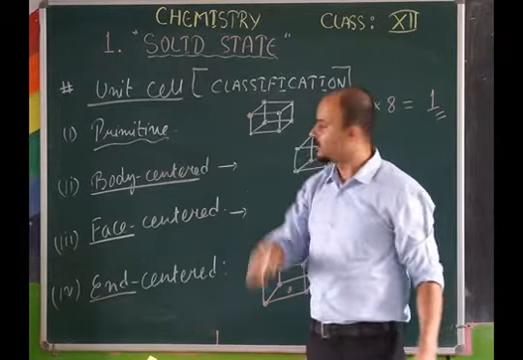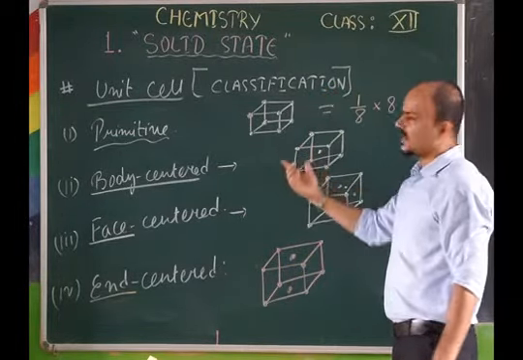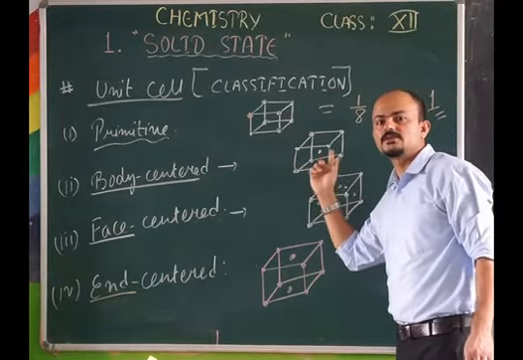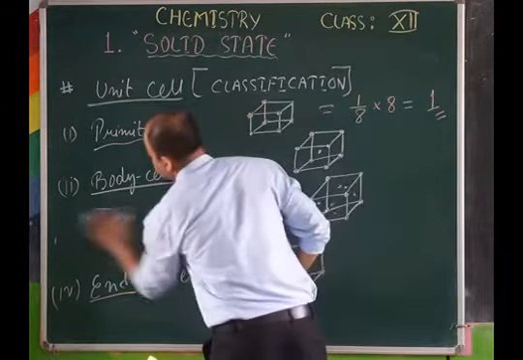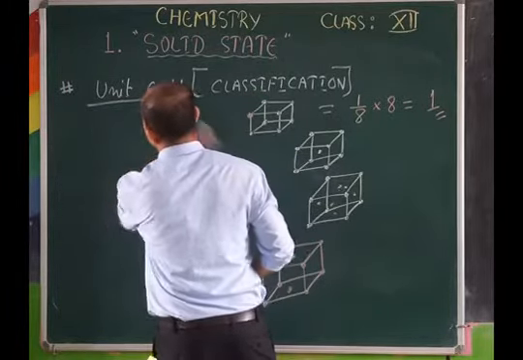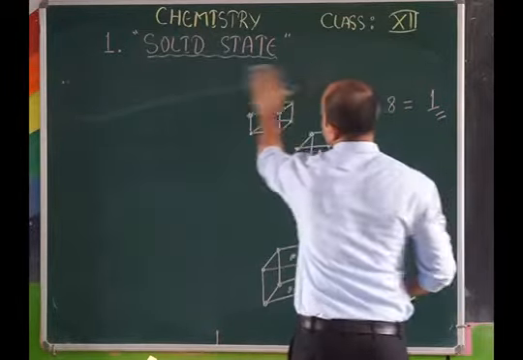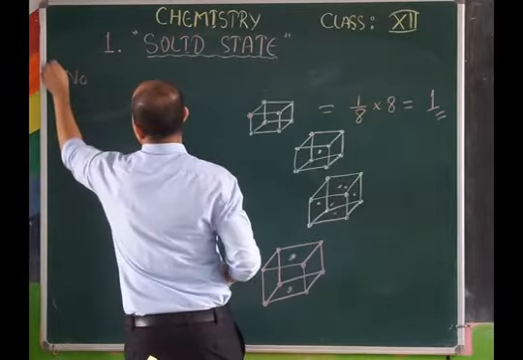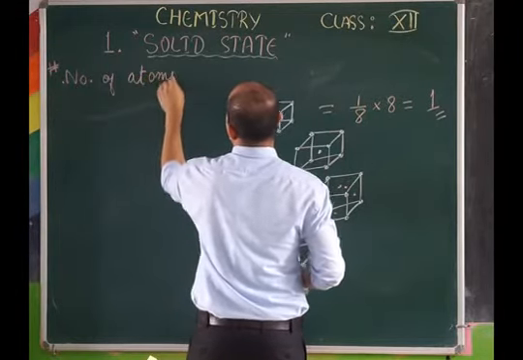How many atoms? 1. Similarly, in case of body center, you have 8 atoms at the corners, and you already know the contribution of these 8 atoms at the corners. Yes or no? You already know it. So let me drop this part. I hope you have noted down this side. Now this space will be used for calculating the number of atoms. So we are discussing the number of atoms present in each unit cell.